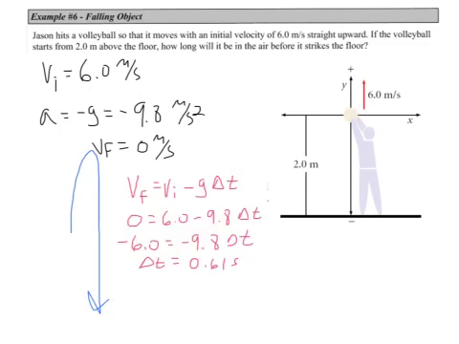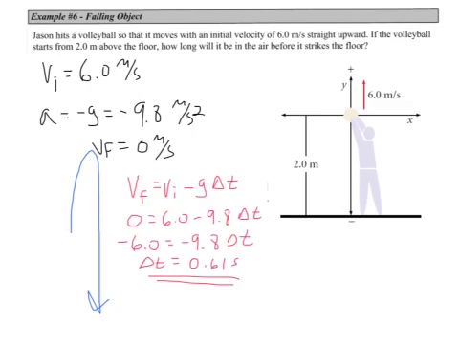Okay, so using this kinematics equation, we can figure out how much time it takes for the thing to go up to its highest point. We put in 0 as VF here because that's the velocity at this highest point. Our initial velocity, acceleration, and we end up with a time of 0.61 seconds. That's how much time it takes for the thing to go to this highest point.